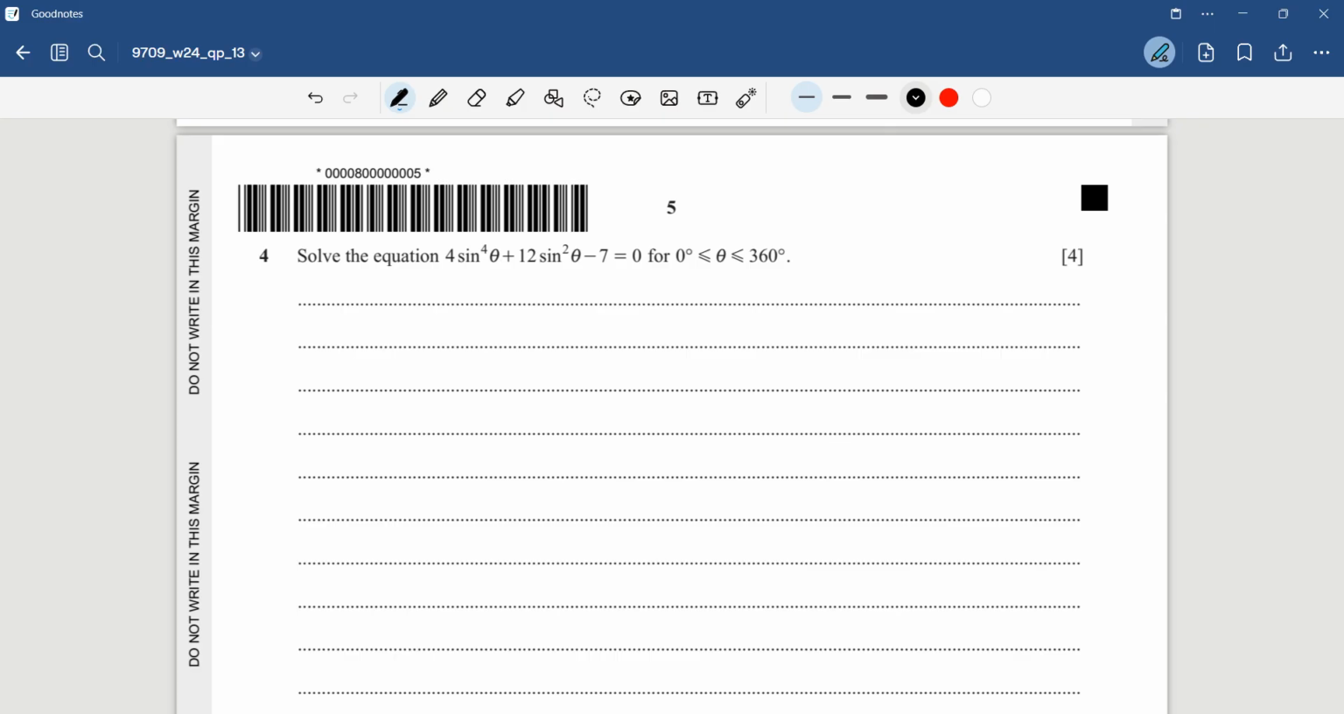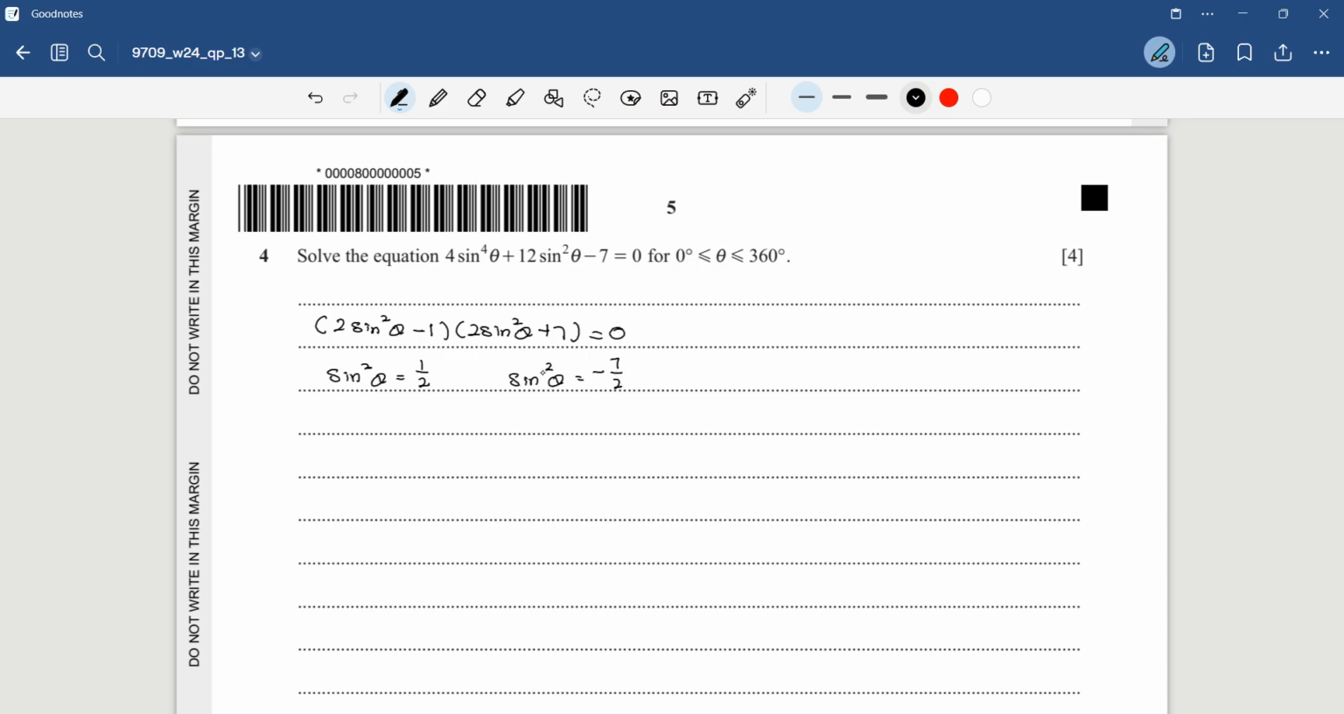Question number 4. So this one you can straight away say is a quadratic equation. Okay. So if you notice this one, I can make it sine square, power of 2, sine square, and so on. So I can directly factorize this. So it's going to be 2 sine square theta minus 1 and 2 sine square theta plus 7 equivalent to 0. Therefore, from here you can say sine square theta equal to 1 over 2 and sine square theta equal to negative 7 over 2.